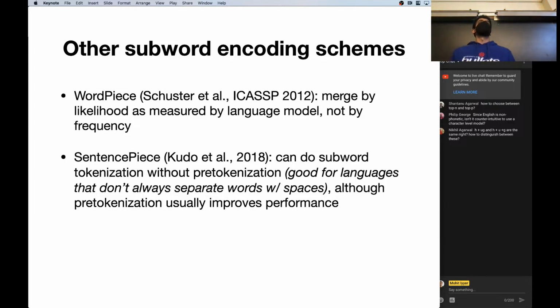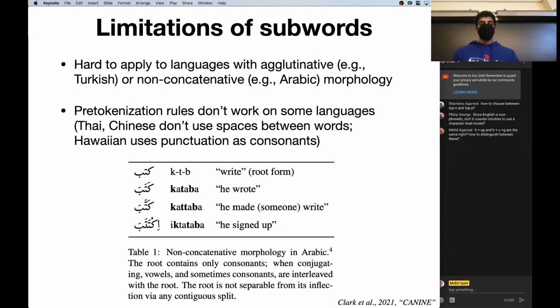It is good for languages that don't necessarily separate their words with spaces, like Thai or Chinese. But they also mention in the SentencePiece paper that doing the word-level pre-tokenization helps a lot with performance. So this is not a perfect way of dealing with this particular issue. So subwords have their own limitations. For languages like Turkish, where you might form entire sentences potentially, or new words by just adding new parts onto the existing word, it's tricky to use this pre-tokenization to actually get your base vocabulary and your segmented words. It might not make sense.